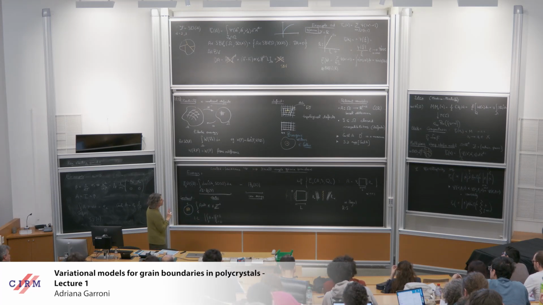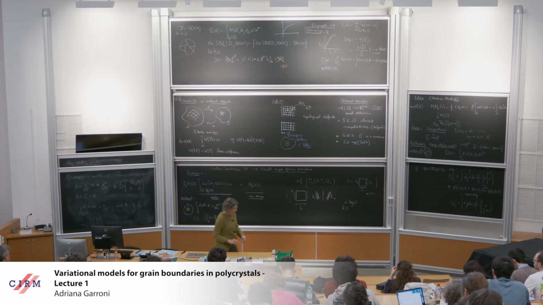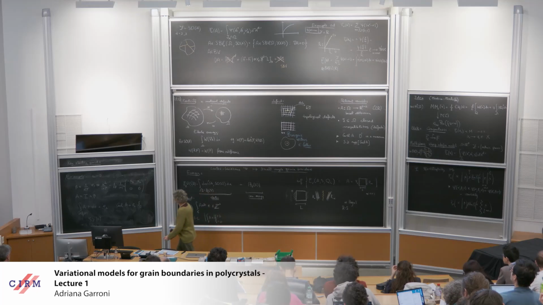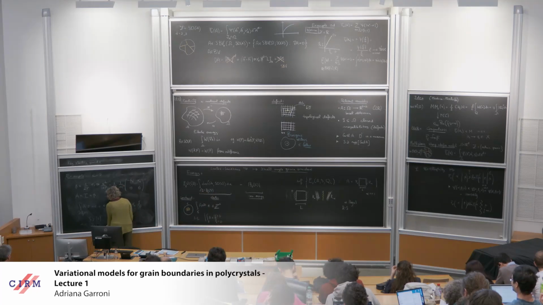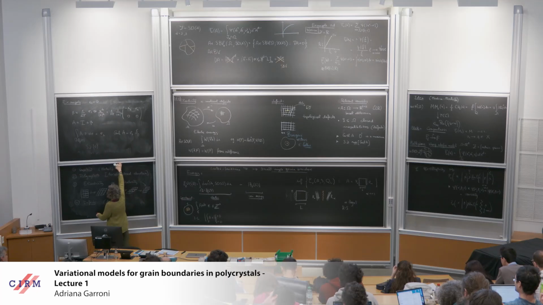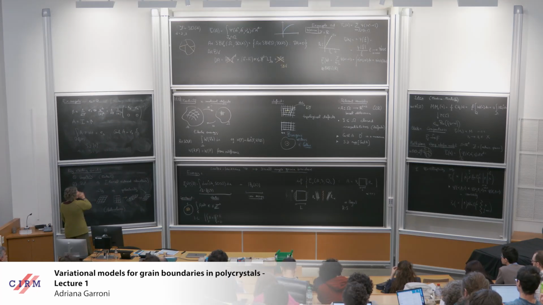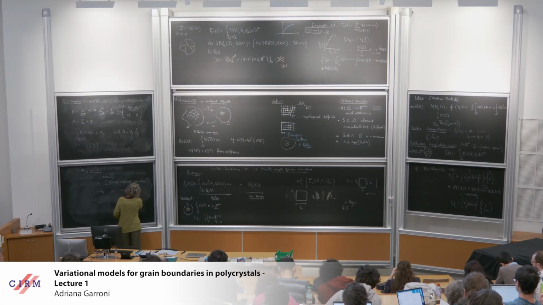So I was supposed to do some heuristics with this model, but I don't have time to do the heuristics on this model. I'll just give you the less aspiring one, so to say. The idea was to give you the same heuristic that one should make for Modica-Mortola.